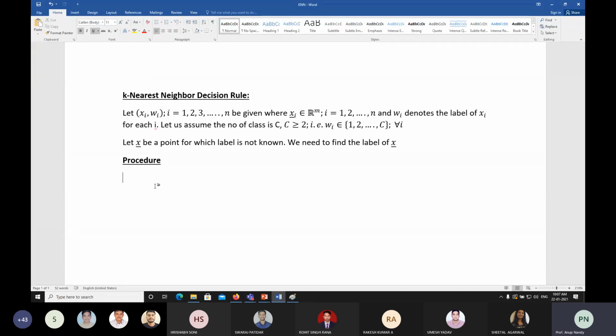Now the procedure. Step number 1. Let k be a positive integer. K may be 1, k may be 2, k may be 3, k may be 4. Now how do you choose k? I will talk to you about that after some days. Now k is given, for instance, and k is a positive integer.